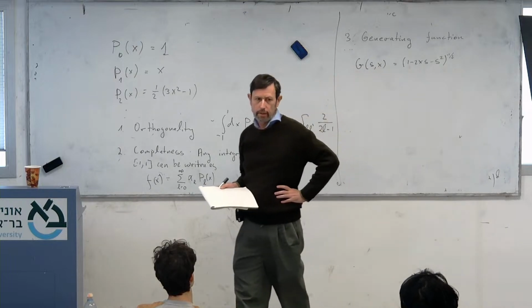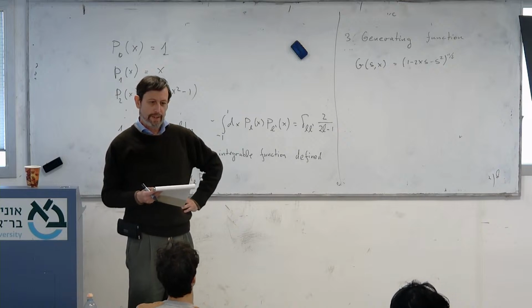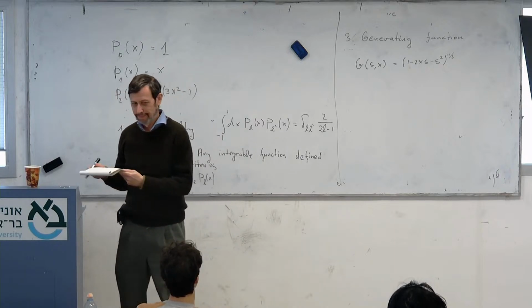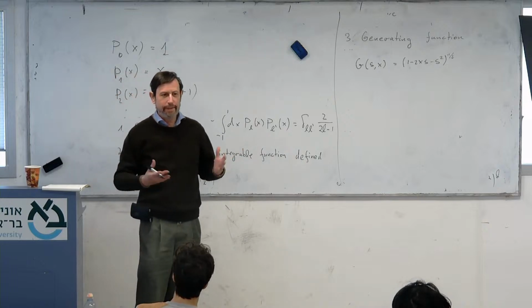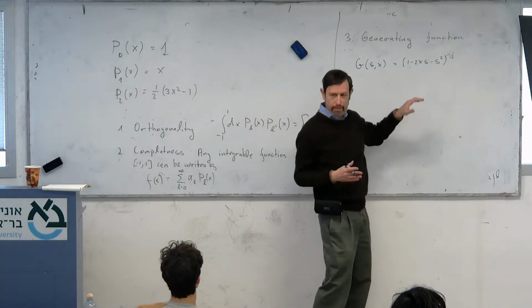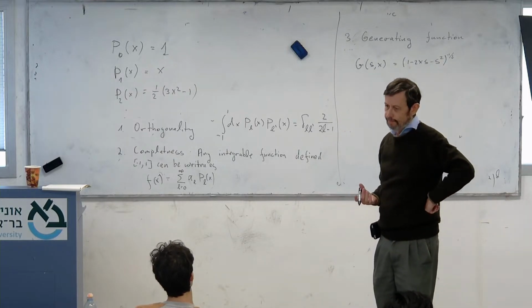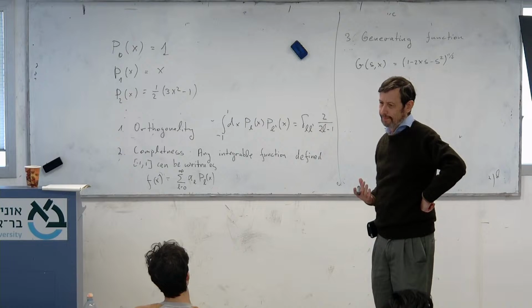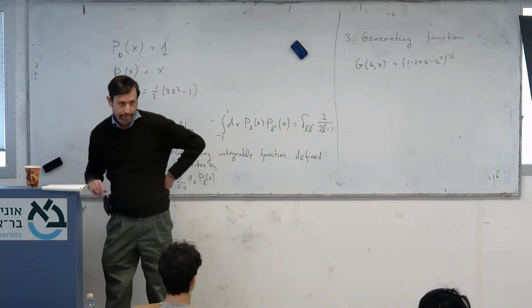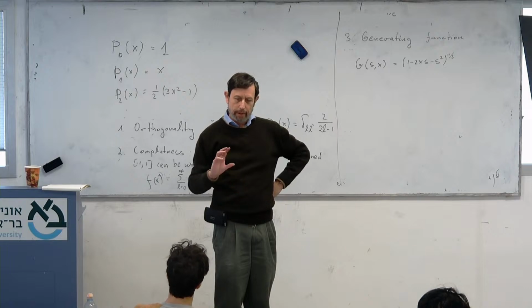So that's a generating function. Someone can remind me what's a generating function? What is it supposed to tell us? This is a generating function, but what does it tell us? Maybe for different s it gets a polynomial of the eigenfunction. Yeah, but under what condition?